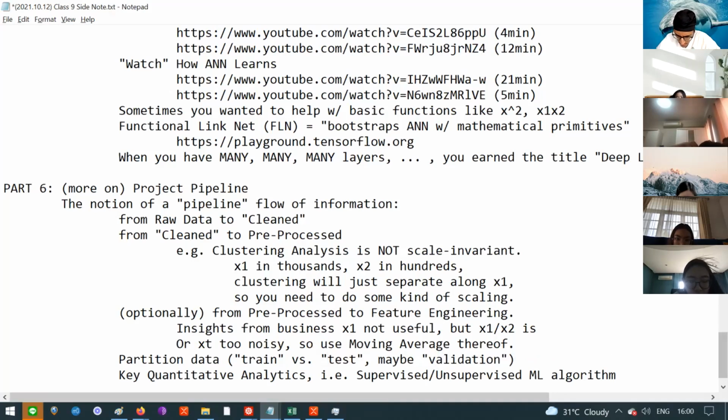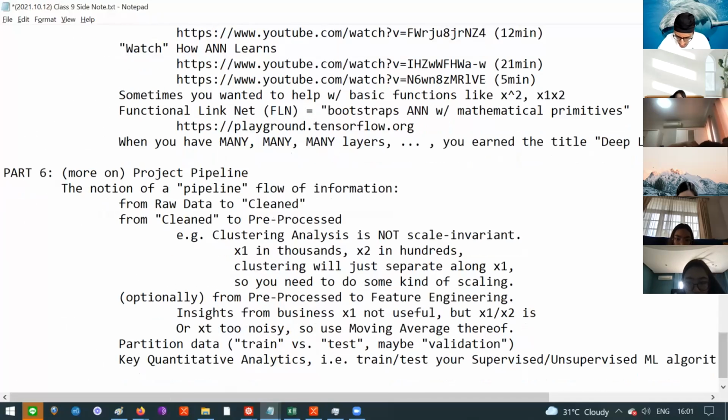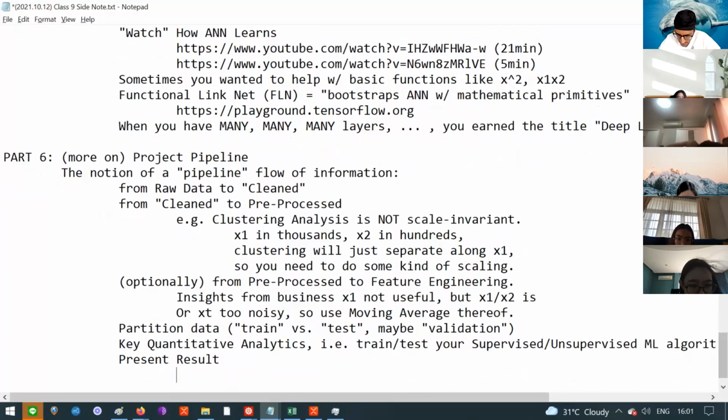And then you keep train, test. This is kind of a result. Okay. You want to do what? You want to do two things. You want to present the result as a table with visualization.